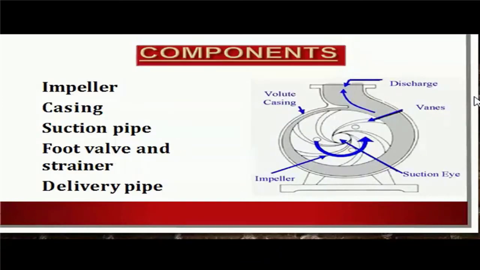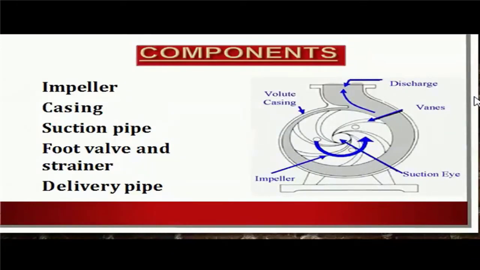Second is casing. This casing is used to convert the kinetic energy into pressure energy. There are three types of casing: volute casing, vortex casing and diffuser casing. By providing the different casing, we can improve the efficiency of centrifugal pump. The next important component is suction pipe. Suction pipe is used to deliver the water from sump level to the eye of the impeller.